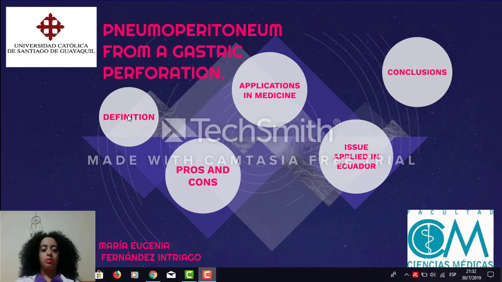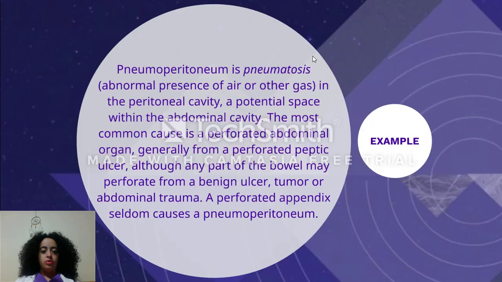Pneumoperitoneum from a gastric perforation. First, a pneumoperitoneum is pneumatosis, an abnormal presence of air or other gas in the peritoneal cavity, a potential space within the abdominal cavity. The most common cause is a perforated abdominal organ, generally from a perforated peptic ulcer, although any part of the bowel may perforate from a benign ulcer, tumor, or abdominal trauma.